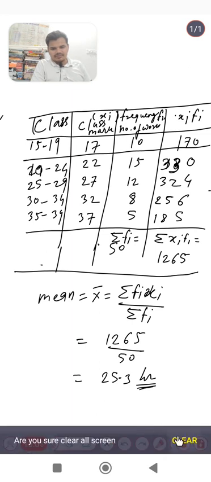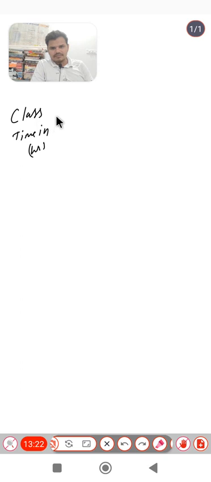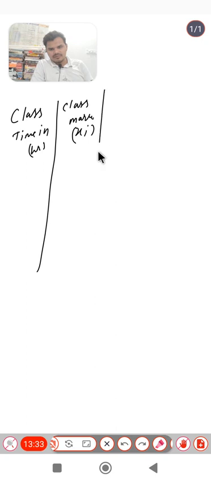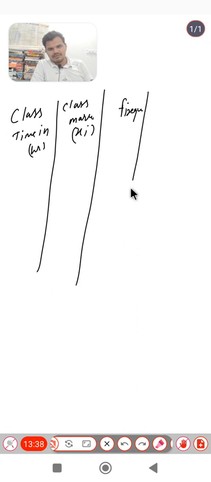Now we have to calculate the same question by the assumed mean method. In the assumed mean method, what we have to do is, for example, there is a class, which is the time in hours, then the class mark xi, then the frequency, whatever is given.